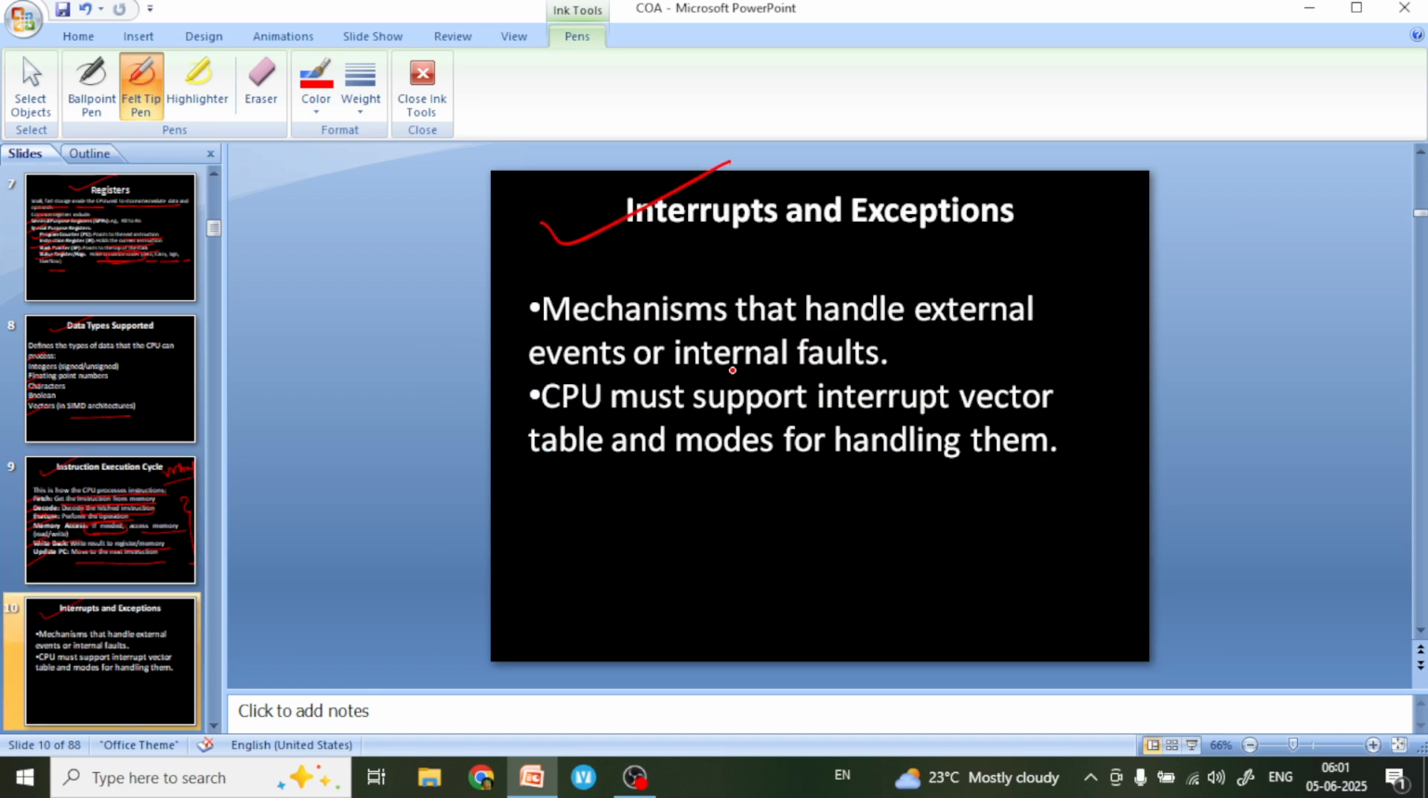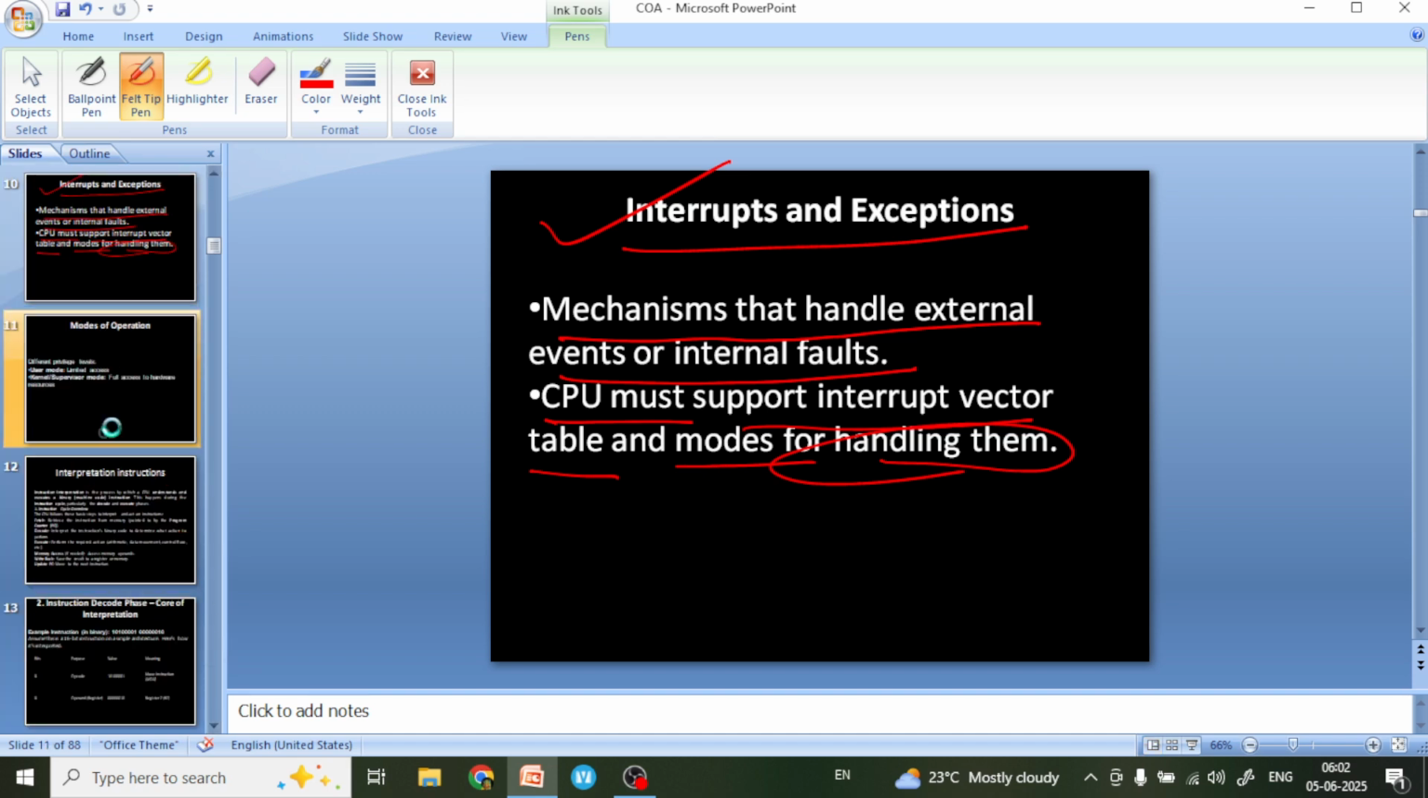And what are instruction interrupts and the exception mechanism, which handles external events or internal faults. Interrupts and exceptions are that mechanism which handles external events or internal faults. And in this, the CPU must support the interrupt vector table and its modes for handling them.